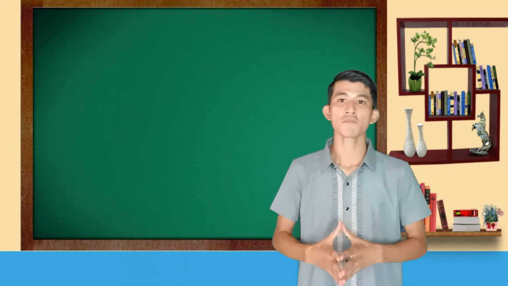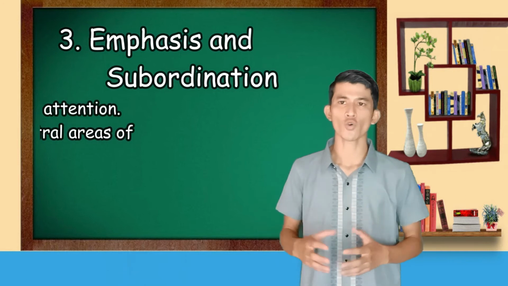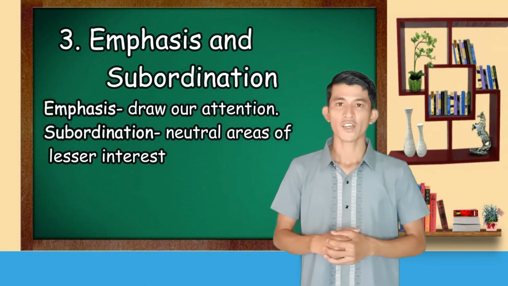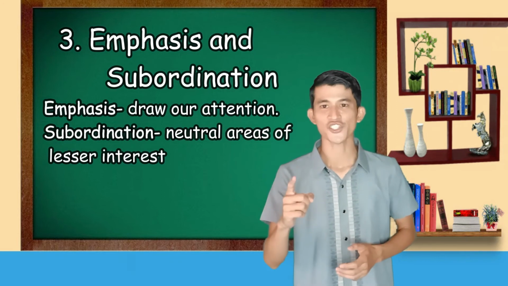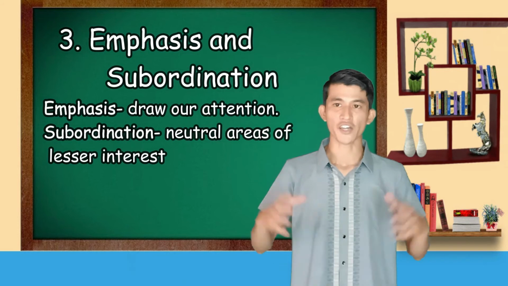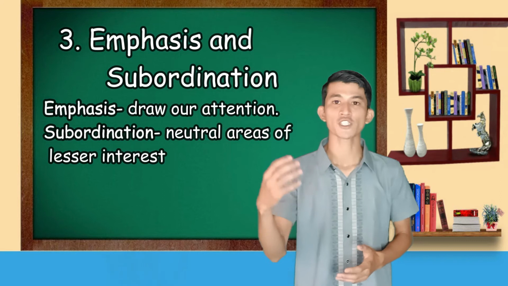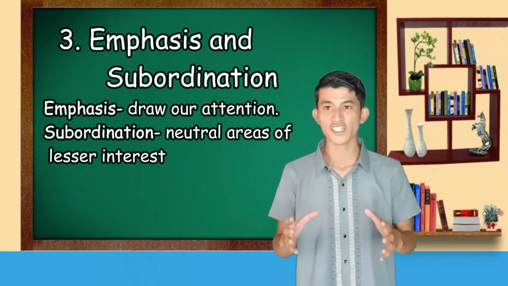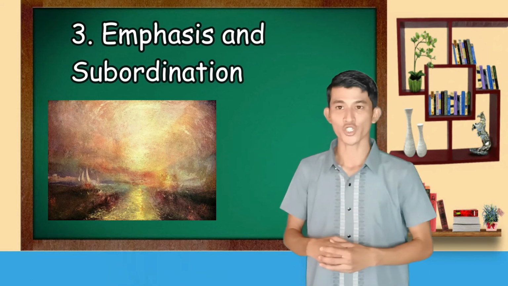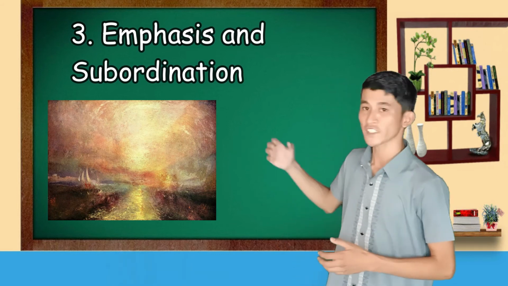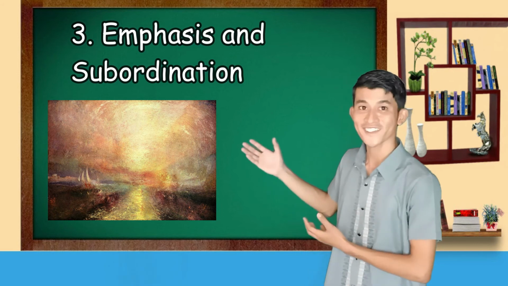Number 3, we have the emphasis and subordination. To draw our attention to an area or areas, the artist uses emphasis. Neutral areas of lesser interest are created by artists through subordination to keep us from being distracted from the areas of emphasis. Just like this painting of Joseph Mallord William, it is called The Yacht Approaching the Coast. Looks so nice, class, right?